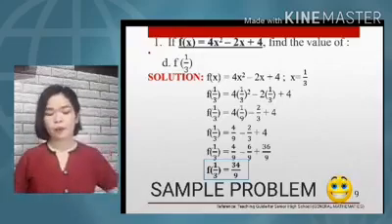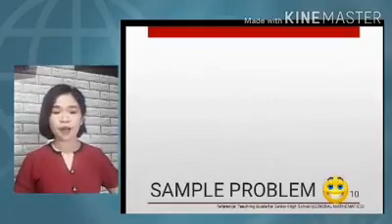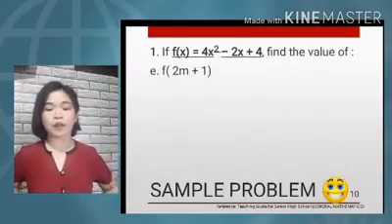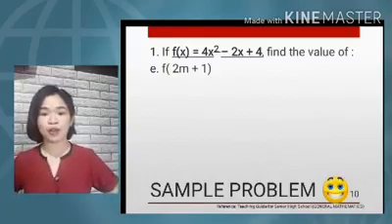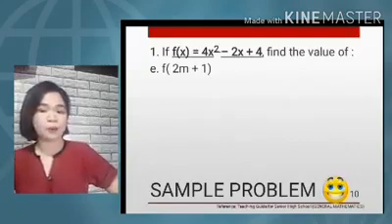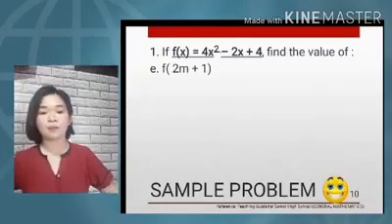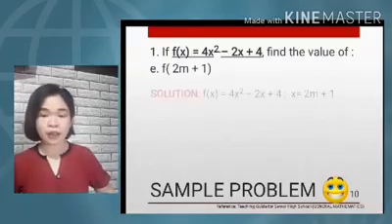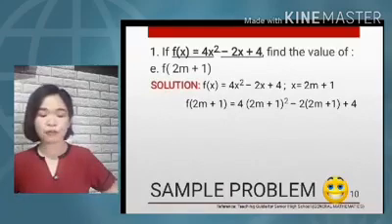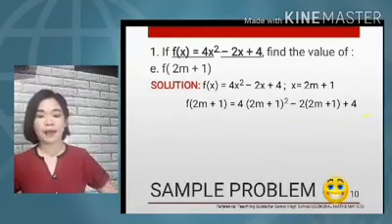Okay? Number 1, letter E. So, same function. However, our value of x is 2m plus 1. If you can see, this is not just a single number, but this is an expression. So, don't be afraid, it's still usual. It's still possible to evaluate a function if the value of x is an expression. So, let's try. So, substitute the value of x to the given function. So, that will be f of 2m plus 1 is equal to 4 times the quantity of 2m plus 1 raised to 2, minus 2 times 2m plus 1, plus 4.